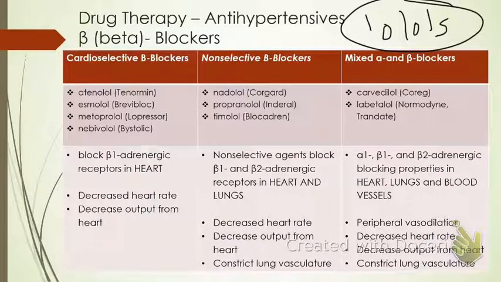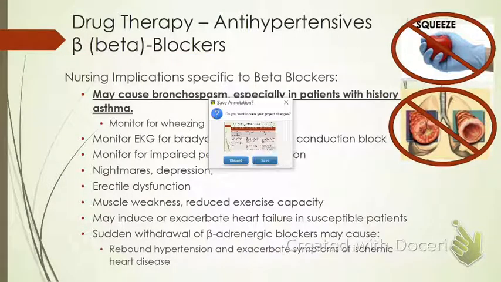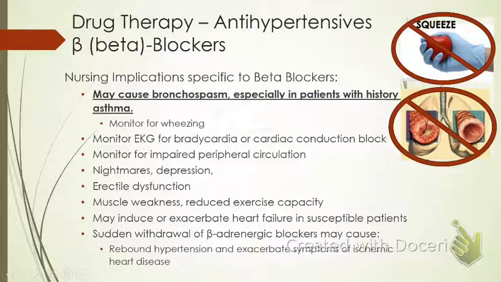Okay. And here's what I want you to really know about these. Beta blockers may cause bronchospasm, especially in patients with asthma, so monitor for wheezing. Now someone would be like, well, a cardioselective one won't because it doesn't work in the lungs. You're right, but do you want to memorize all of them separately? What would it hurt you to monitor them for wheezing if they're on a beta blocker? If you got the wrong one, you just listen to their lungs. It's okay. You're all right.